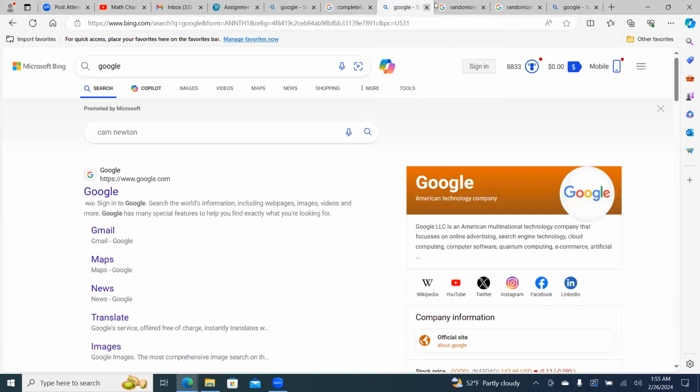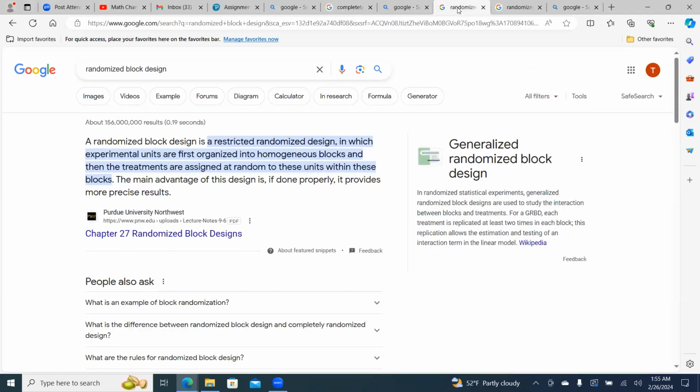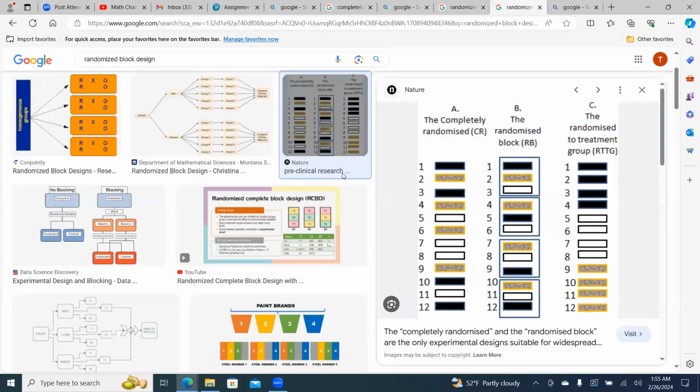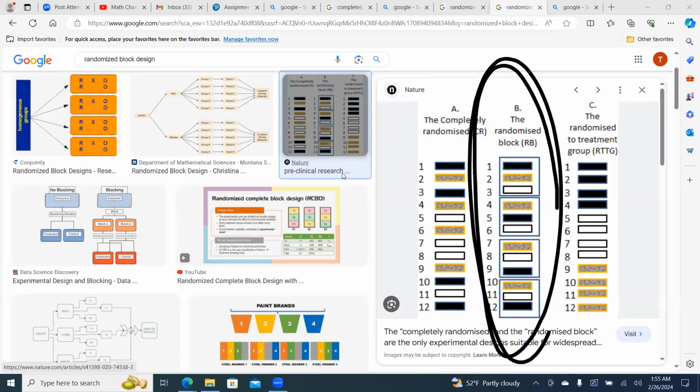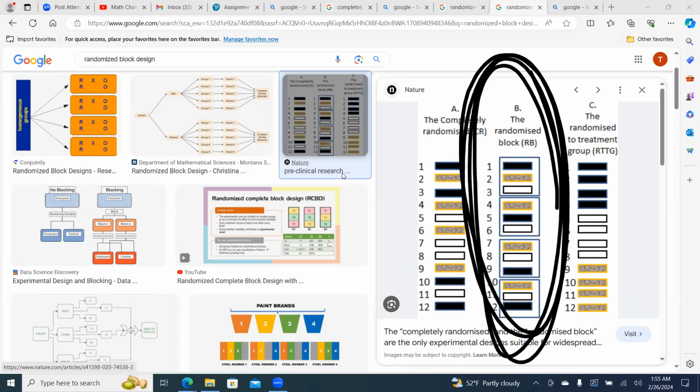Completely randomized design. A randomized block design is a restricted randomized design in which experimental units are first organized into homogeneous blocks, and then the treatments are assigned at random to these units within these blocks. There are things in there that we're not talking about. I think it goes beyond the class. Like, are they blocked by characteristics? They say homogeneous blocks. I just don't want to define everything in there. It is at least more like this second picture right here, but I do admit that we're not going that deep.